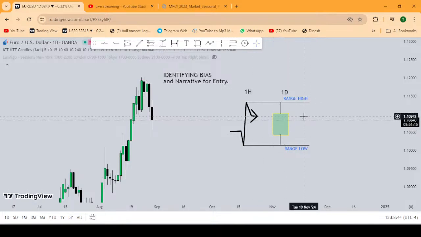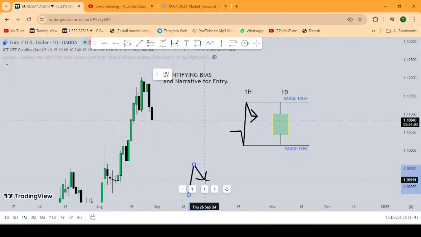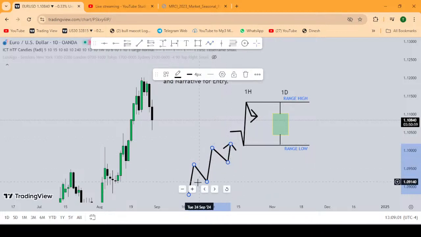We want to see how we can benefit from the particular bias of a particular day. This could be a bullish bias given the fact that price was coming from down. So these are bullish candles, then this is the bullish bias. We want to see how we can participate from this.